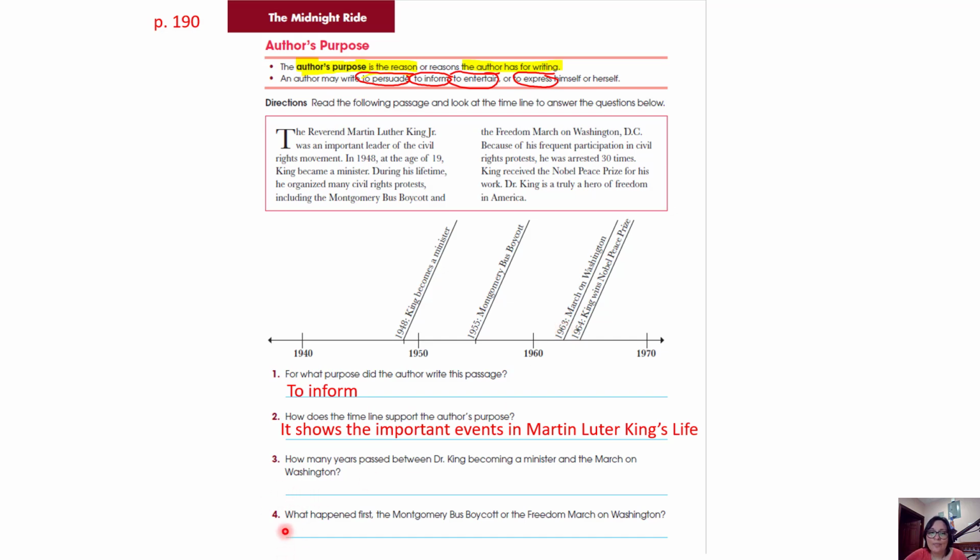And number 4, what happened first? The Montgomery bus boycott or the Freedom March on Washington? Look at the timeline. What happened first? The Montgomery boycott or the March on Washington? Number 3 and number 4 are homework for you. As easy as that. I already helped you with number 1 and 2, so you have only to do number 3 and 4. Okay, so remember to send me the picture early because I need to check it and return it back to you.